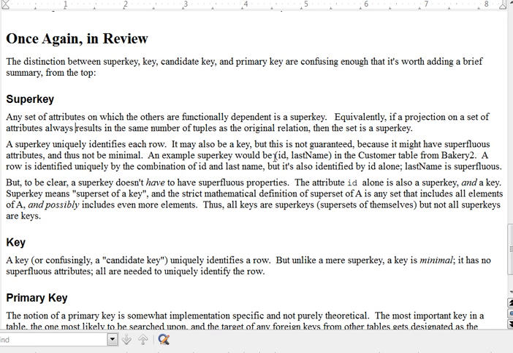A row is uniquely identified by the combination of ID and last name, but it's also identified by ID alone. Last name is superfluous. But to be clear, a superkey doesn't have to have superfluous properties. The attribute ID alone is also technically a superkey and a key. Superkey means superset of a key, and the strict mathematical definition of superset of A is any set that includes all the elements of A and possibly includes even more elements. Thus, all keys are superkeys. They're supersets of themselves, but not all superkeys are keys.